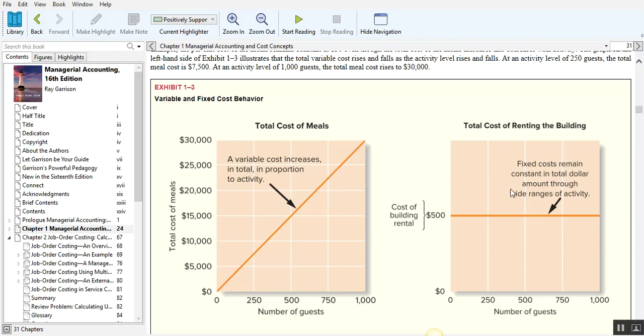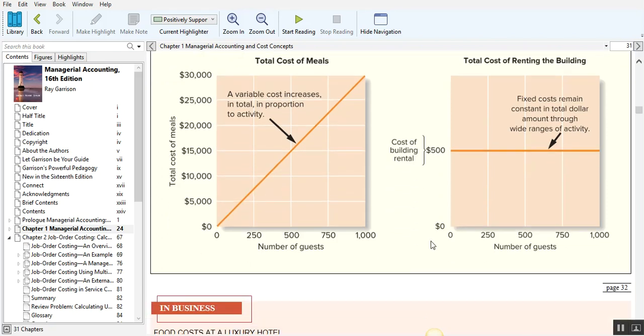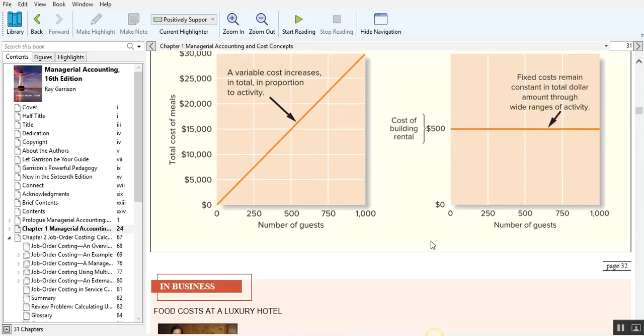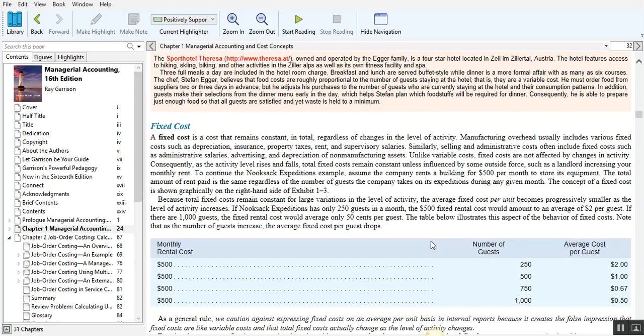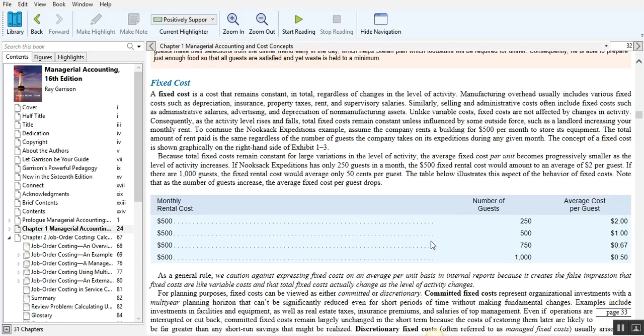Now, over here, this is an example of a fixed cost. So if you were running a business and you increased production, the cost of your building rental will not change if you're renting a building, for example. So you rent that building space for a certain amount of money, no matter how much you actually produce. A fixed cost, they show that here.